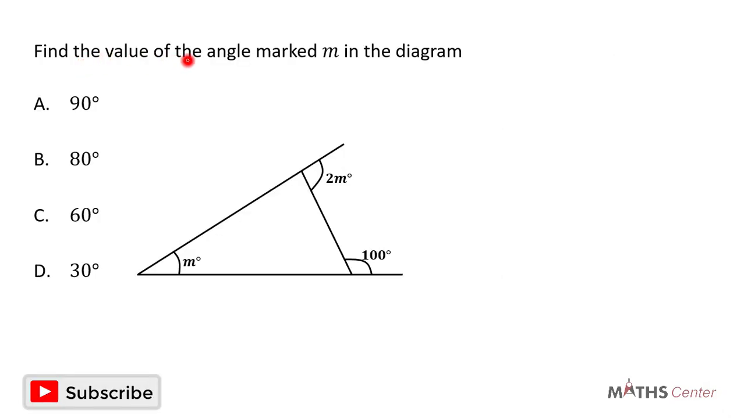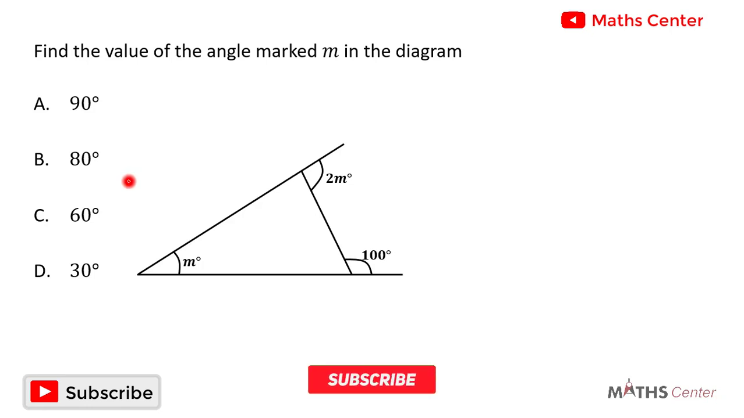Find the value of the angle marked M in the diagram. This is a multiple choice question, and so we are going to solve the question, and after that we will pick the correct option. This is the diagram. The question wants us to use the information found on the diagram to find the value of M.